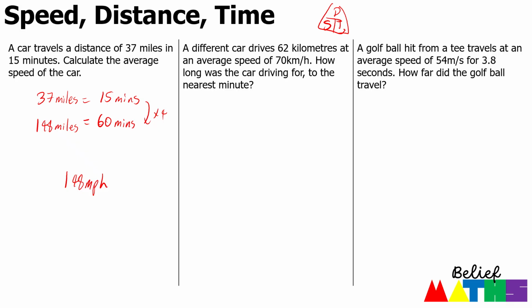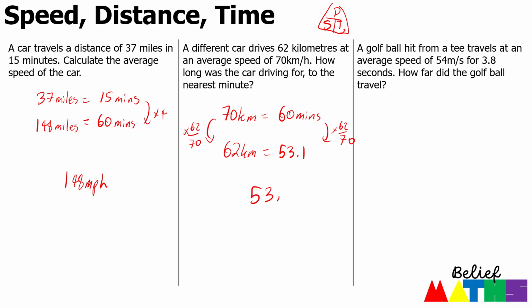Now, the same thing happens in this one, where you're given the speed. Well, if we're given the speed of 70 kilometers per hour, that's 70 kilometers in 1 hour, which is 60 minutes. I like to work it into minutes, just makes life a little bit easier. And then we're going, okay, well, I want 62 kilometers. So I want to know, well, how long was I driving for 62 kilometers? And again, we can use that scale factor idea from before. Multiply by 62 over 70. Again, doing the same on the other side, times 62 over 70. 60 times 62 over 70 gives you an answer of 53.1. Okay, so therefore to the nearest minute is 53 minutes.